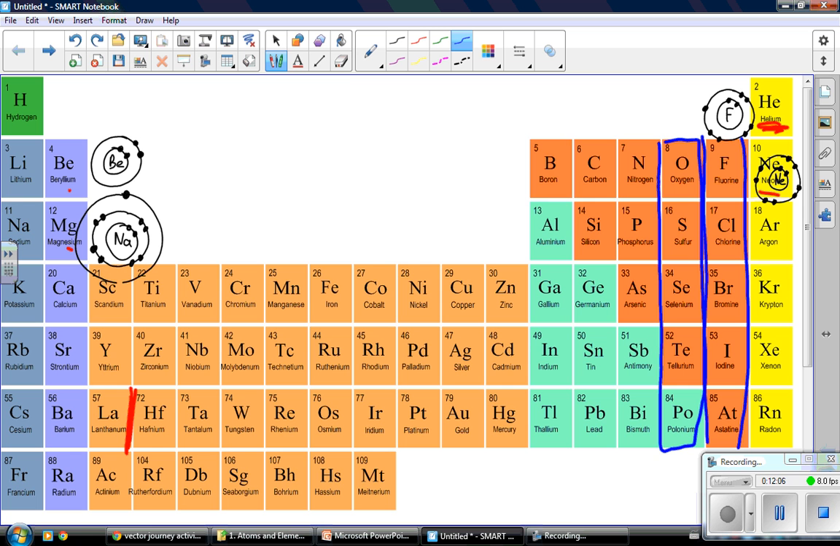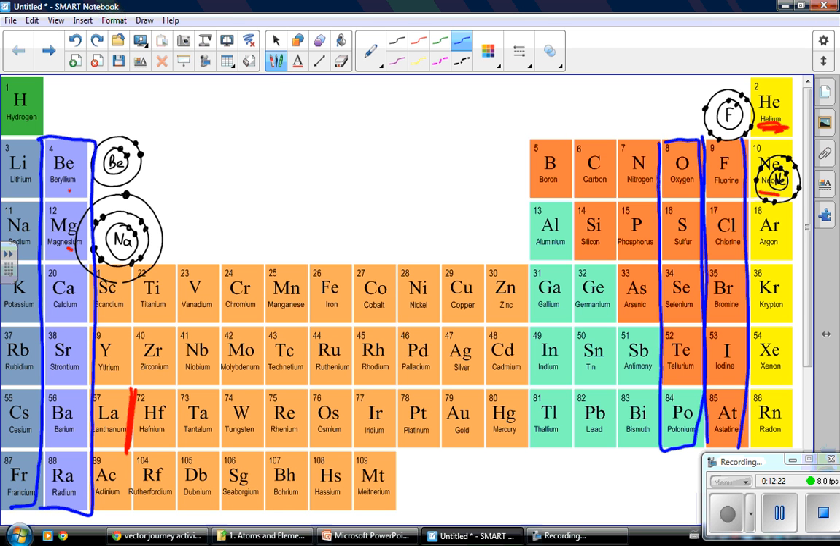They add a new shell. So how many valence electrons do all of these guys have? 1. So all of these have 1 extra electron. What can we say about beryllium, magnesium, and the rest of these guys? 2. Yeah, they've got 2 extra electrons.